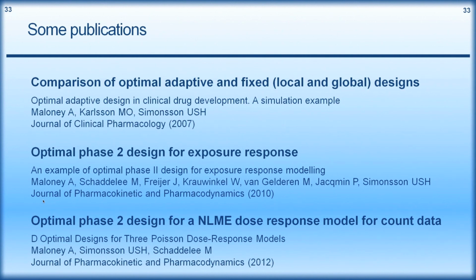And the third paper here is looking at optimal Phase 2 design for a nonlinear mixed effects dose response model for count data. So here it's working with an expected Fisher information matrix, which is difficult to calculate, but you can still do that within a dose response framework.